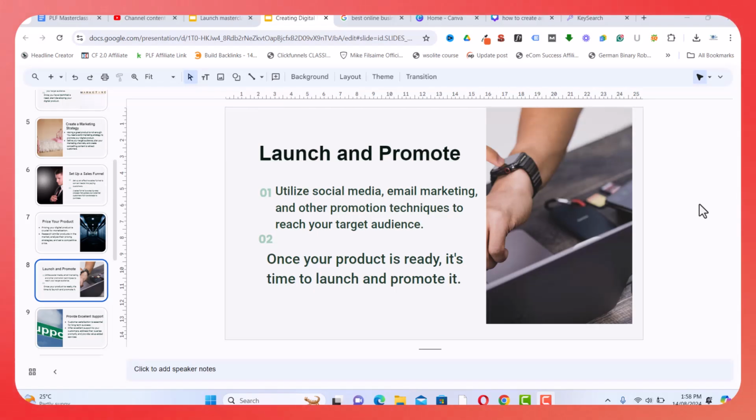Then the next one is launch and promote. You've done everything. You've identified the problem. You've created your product. You've finalized the strategies you want to use to promote it. You've created a sales page. Then the next one is to launch and promote. Utilize social media, email marketing, and other promotion techniques to reach your target audience. Your product is ready, so it's time to launch and promote.